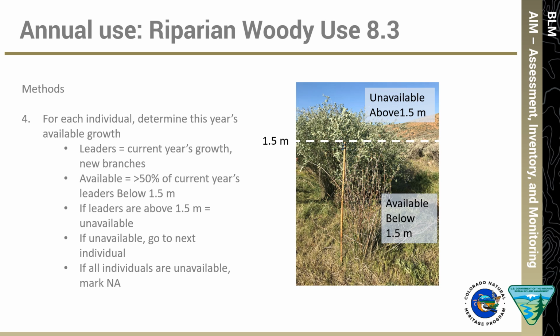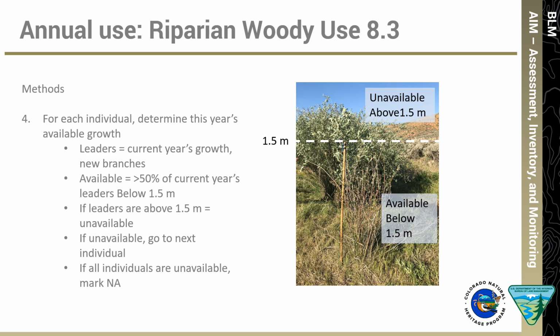If the first individual of a riparian woody species encountered has more than 50% of the current year's leaders above the reach of the grazing animal, the shrub is considered unavailable for grazing, and the plant is not assessed for riparian woody use. Go to the next closest plant of that species within the quadrat. If all individuals of a given riparian woody species are unavailable, mark NA in the use column.